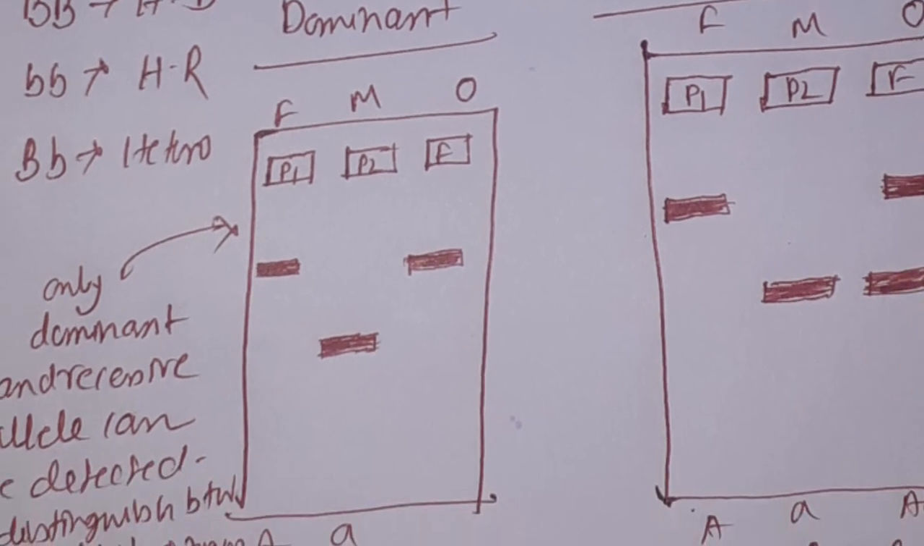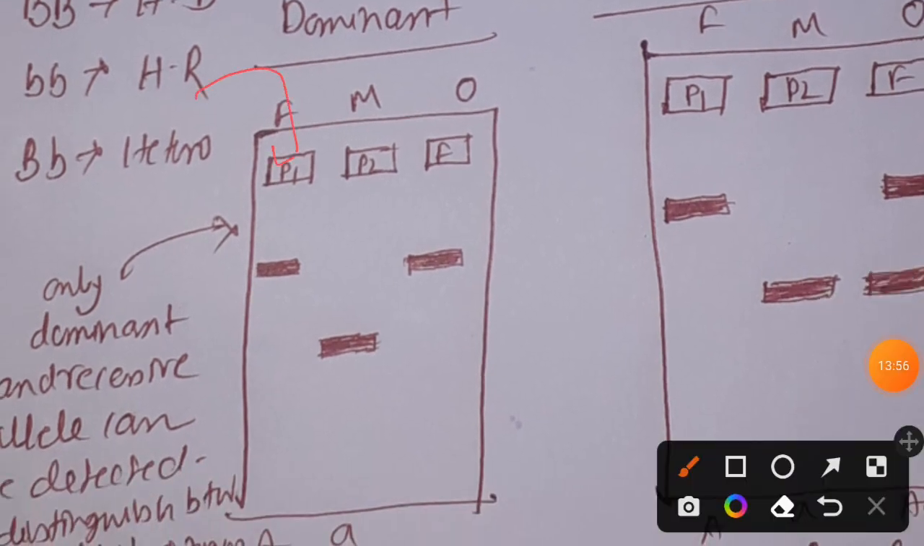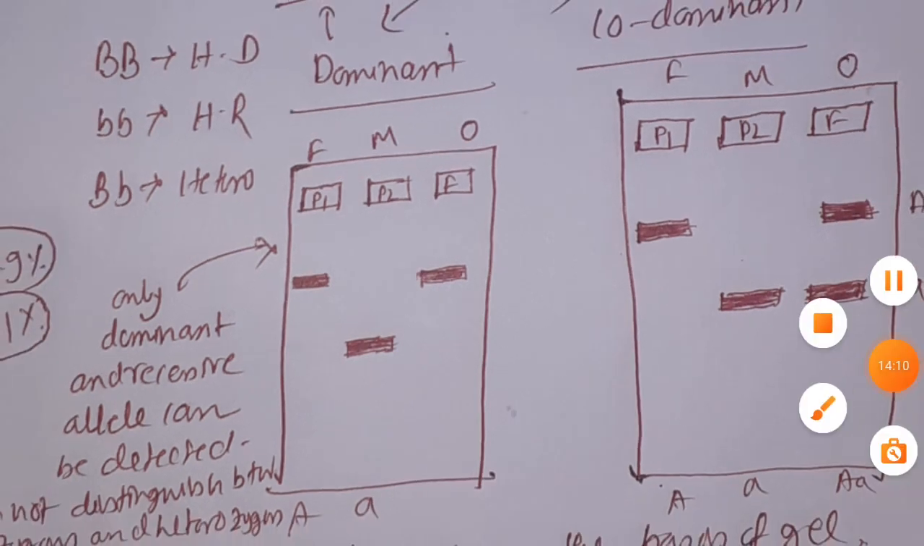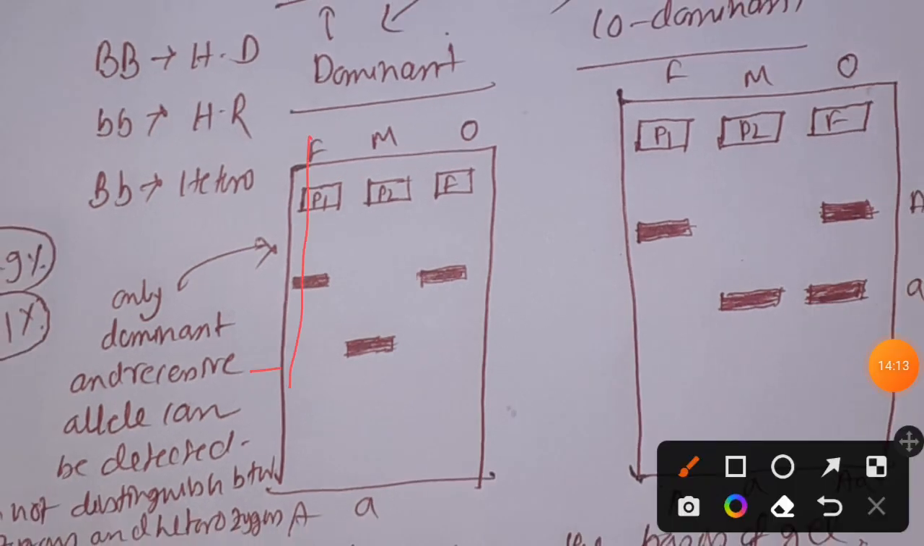Okay, so we have isolated the DNA from the father, the DNA from the mother, and the DNA from the offspring. I want to tell you that here we are solving a paternity problem. So now we will run the samples in agarose gel.